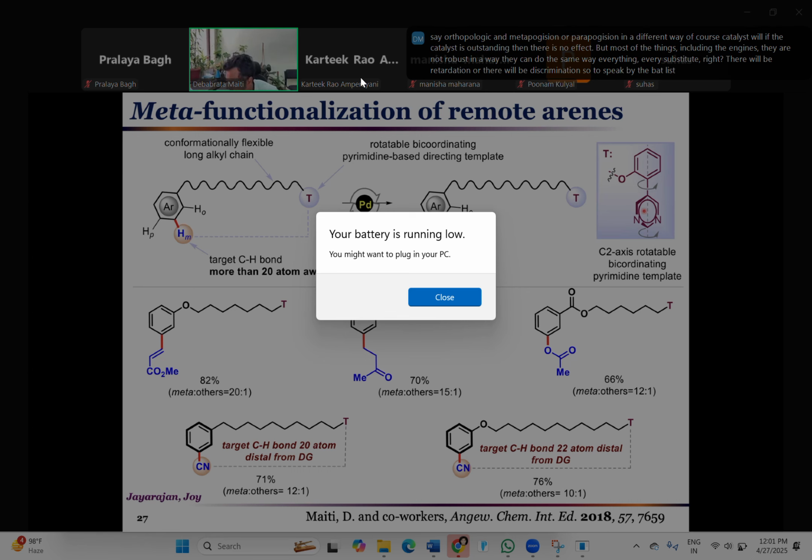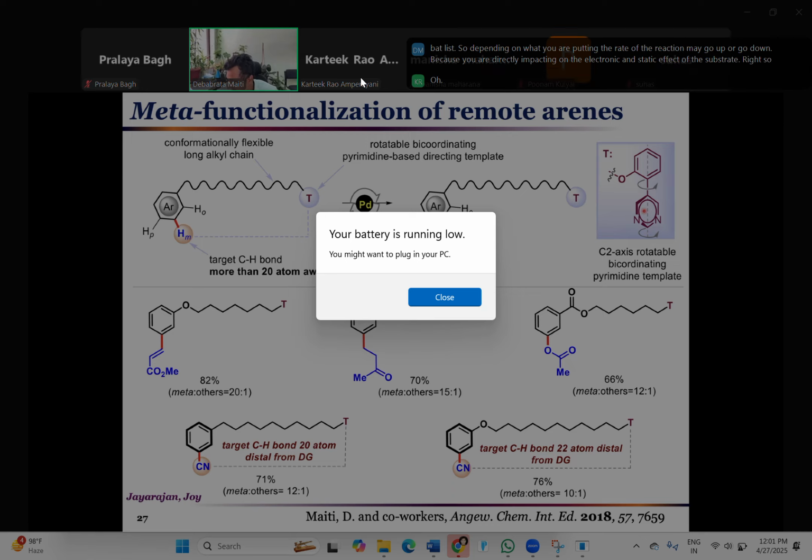So depending on what you are putting, the rate of the reaction may go up or go down, right? Because you are directly impacting the electronic and steric effect of the substrate, right? So you change anything, it will have an impact. But the most important thing is, despite being impacted, is it going to work or not? That's the question, right? There will be an impact.